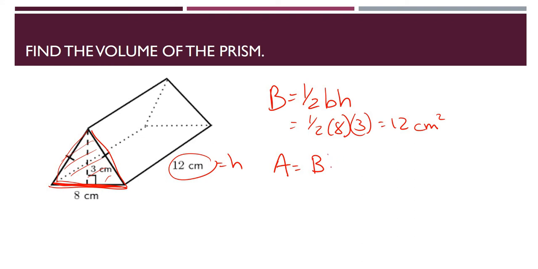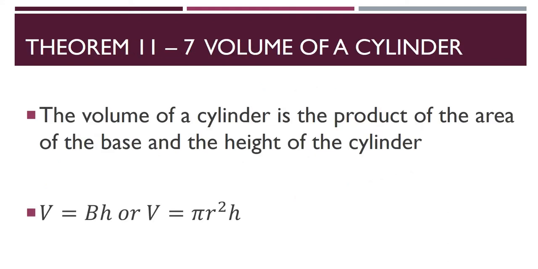The volume of the entire prism is that capital B, the area of the base, times the entire height of the prism, and that would be 12 times 12, or 144, and now we have centimeters cubed. So the area of the base times the height of the prism gives you the volume of the prism.